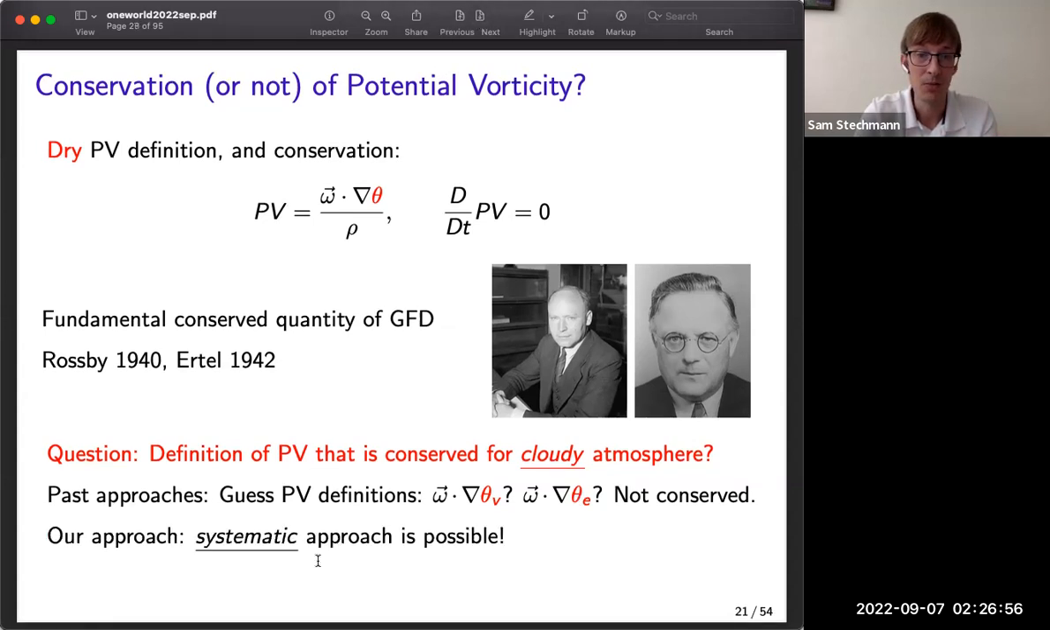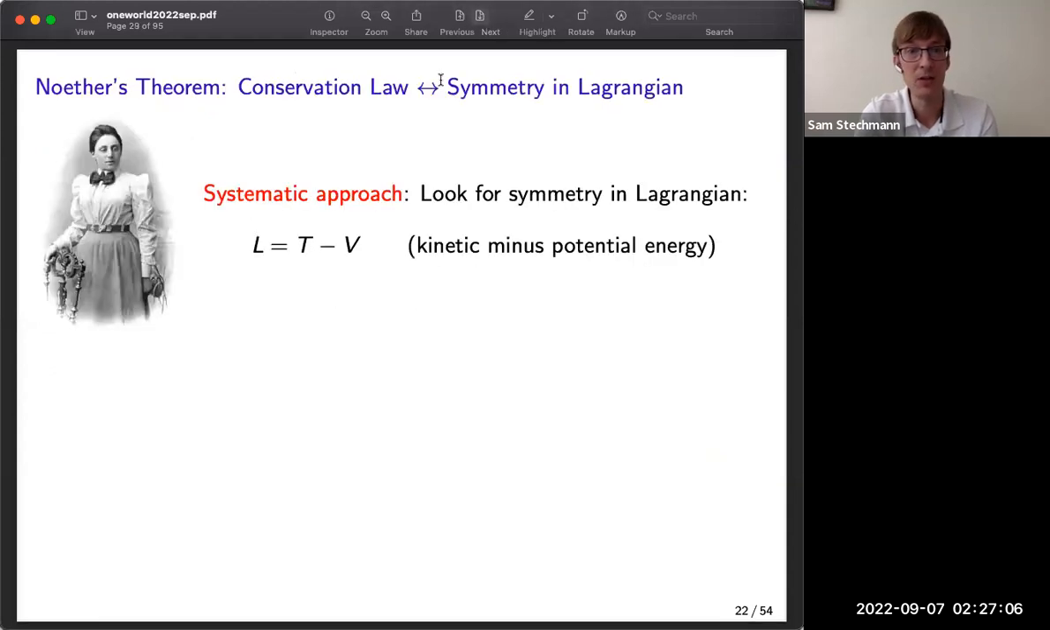And so our approach now is going to be to take a systematic approach. And we can do this now that we have this conserved energy. And so the systematic approach is to think about Noether's theorem. So Noether's theorem says that if you have a conservation law, then it's related to a symmetry in the Lagrangian. So a systematic approach to thinking about PV conservation would be to look at your Lagrangian and try to see what symmetries it has. And so just to review, the Lagrangian in most cases is kinetic minus potential energy.